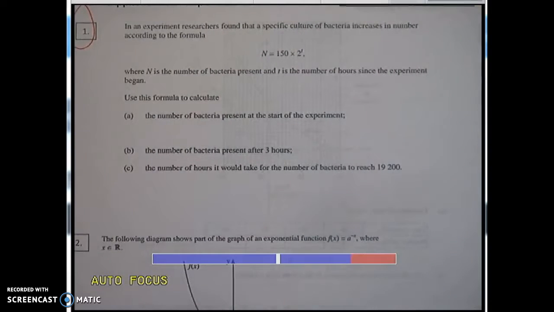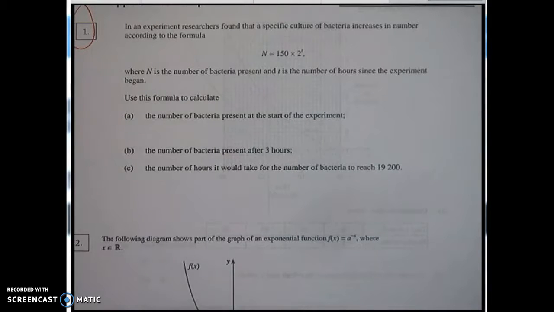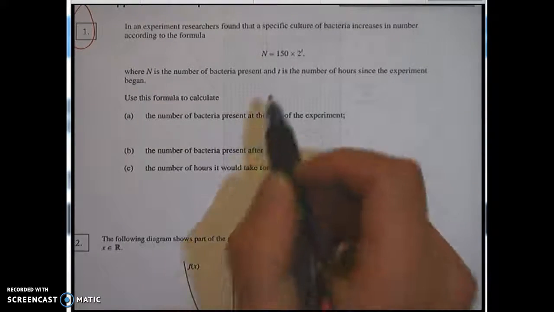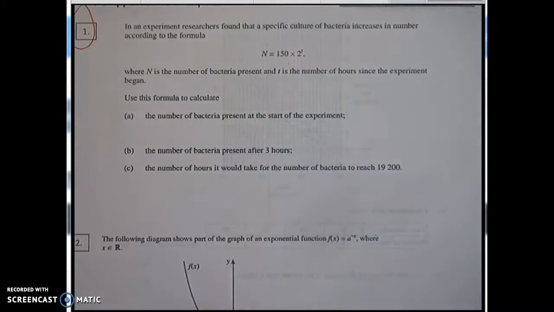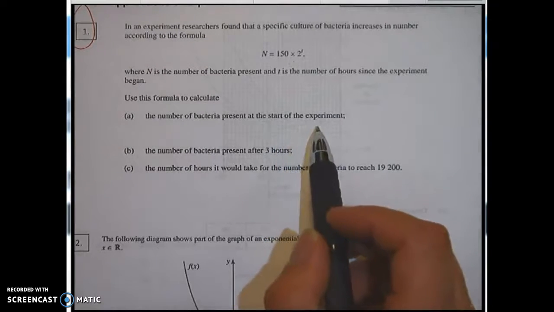next 15 minutes. In an experiment, researchers found that a specific culture of bacteria increases in number according to the formula n equals 150 times 2 to the t power, where n is the number of bacteria present and t is the number of hours since the experiment began. Use this formula to calculate the number of bacteria present at the start of the experiment.